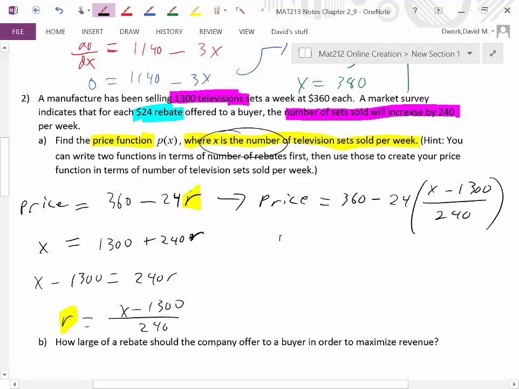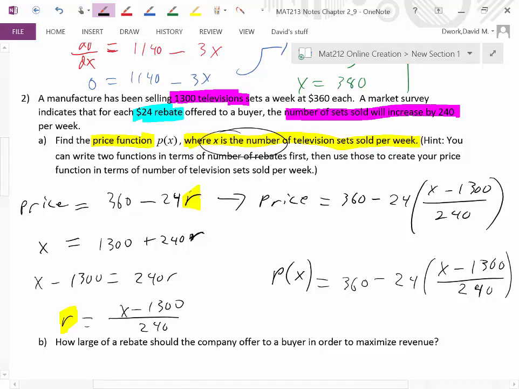Now if you look at this, what we actually have is P of X, don't we? Because we have a function describing the price. The output is price, and the input is X, and X is defined as the number of television sets sold per week. So we have done it. Yay! Okay, so that's part of the challenge to this homework assignment: getting creative and saying, what do they have? What are they asking me for? And how do I build it?